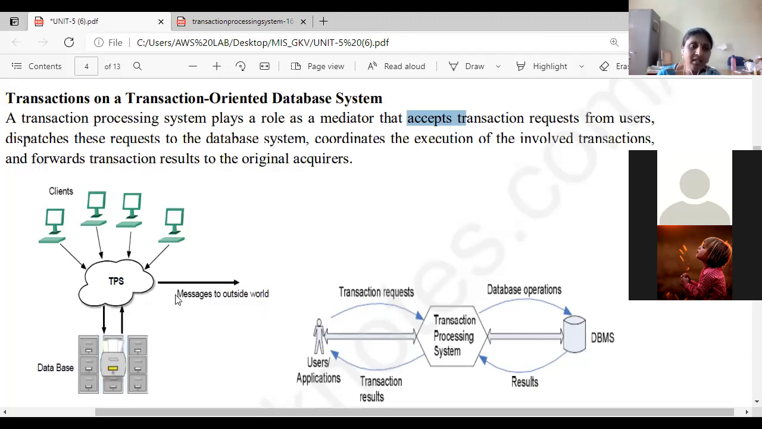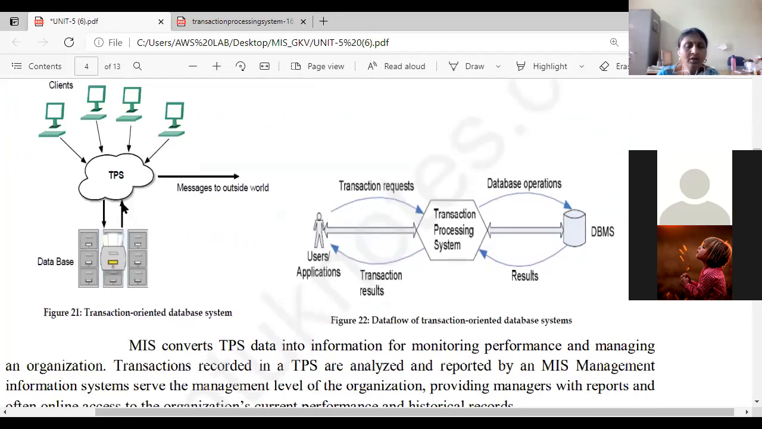See here, the transaction processing system is there, with a number of clients, and different clients have different types of requests. Whenever they access this transaction processing system, in turn it sends the request to the intended database system. It performs certain processing, coordinates the execution of the involved transactions, and forwards the results to the original requesters. Okay. Again, note down the diagrams. The diagrams are important here.